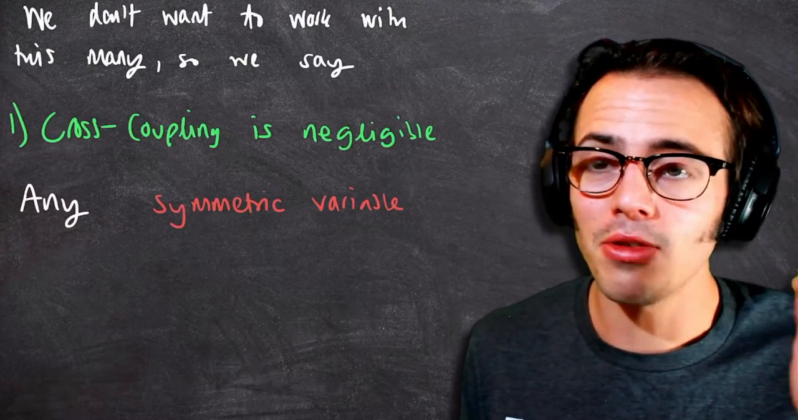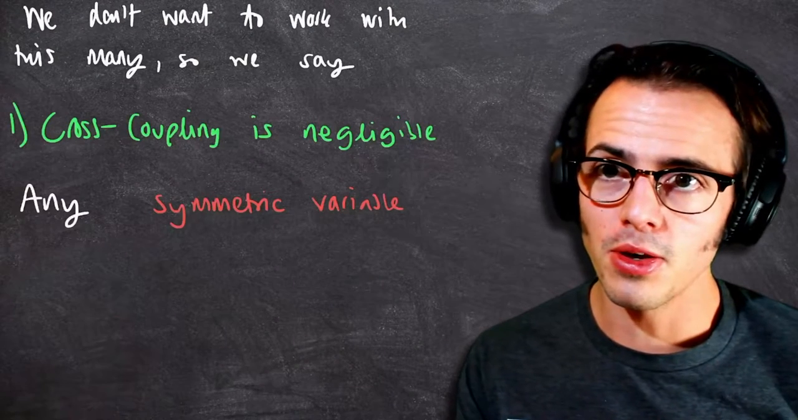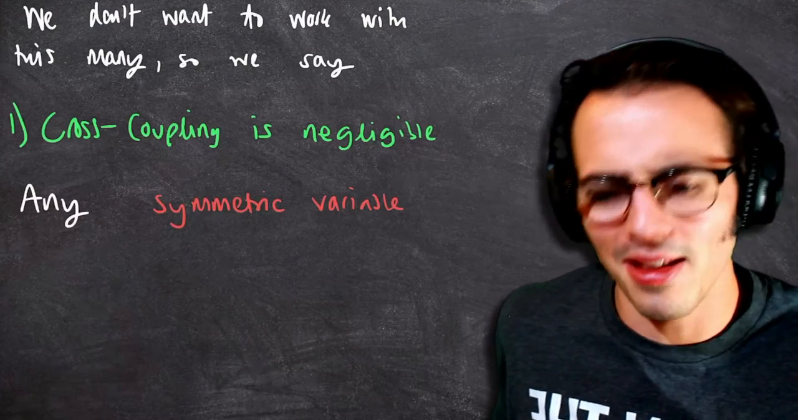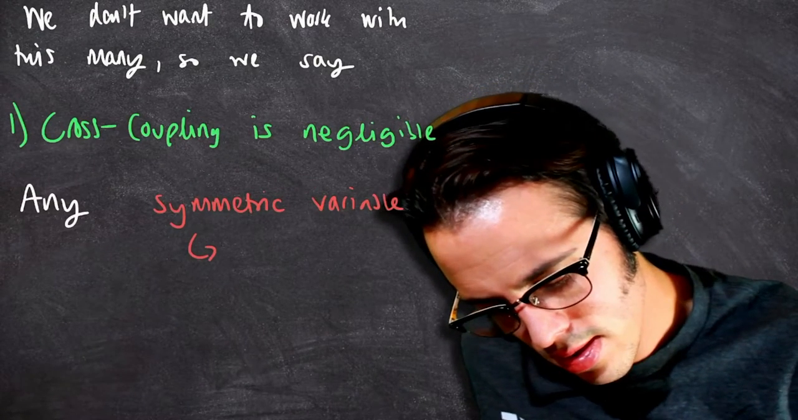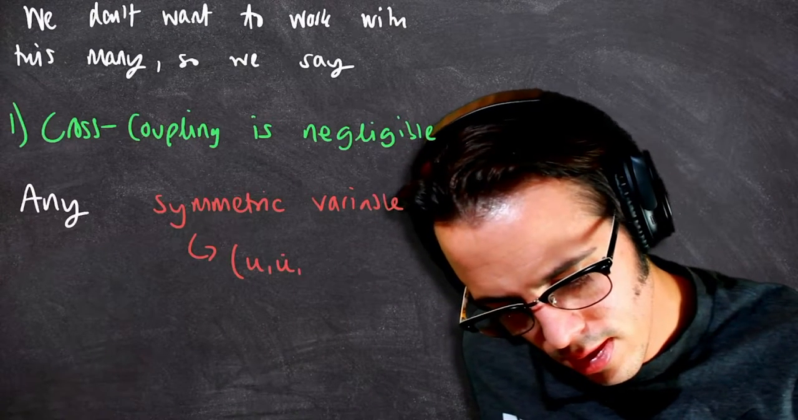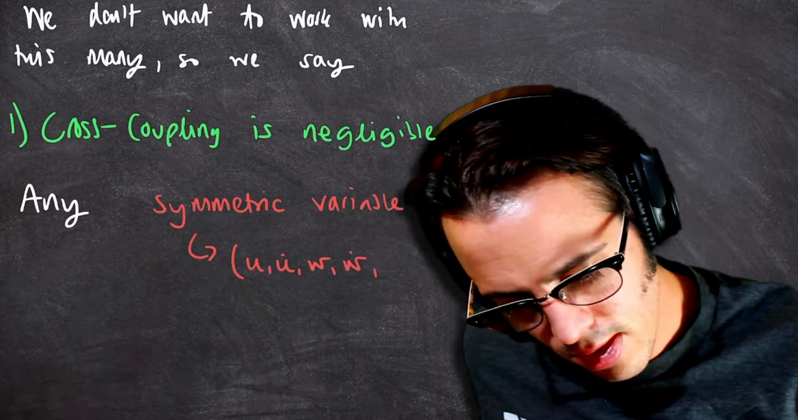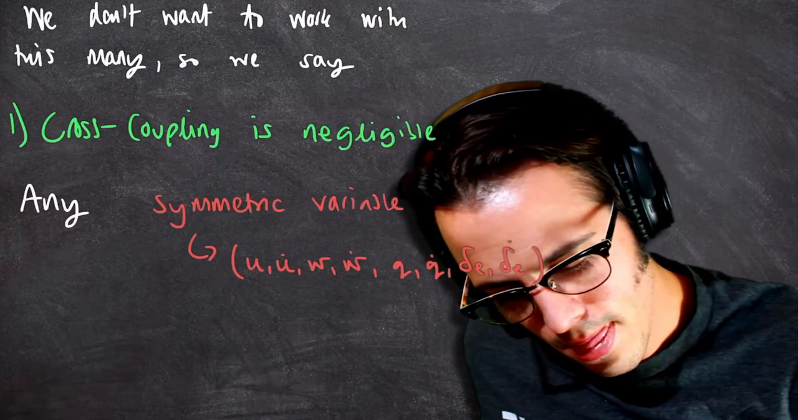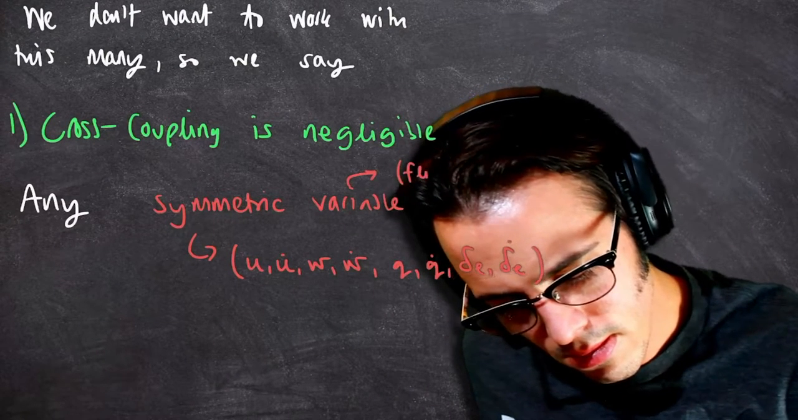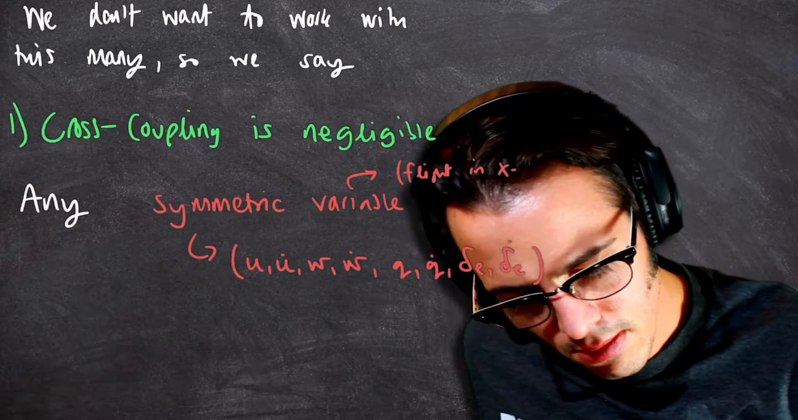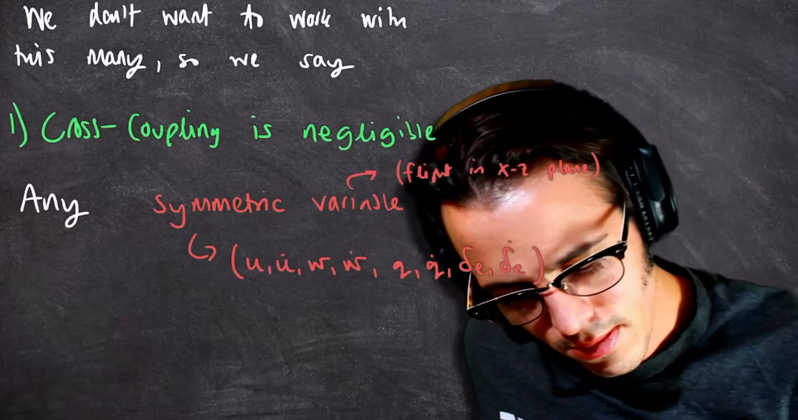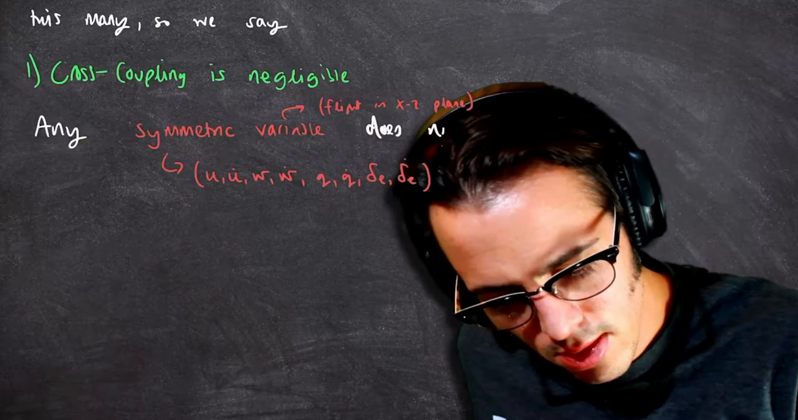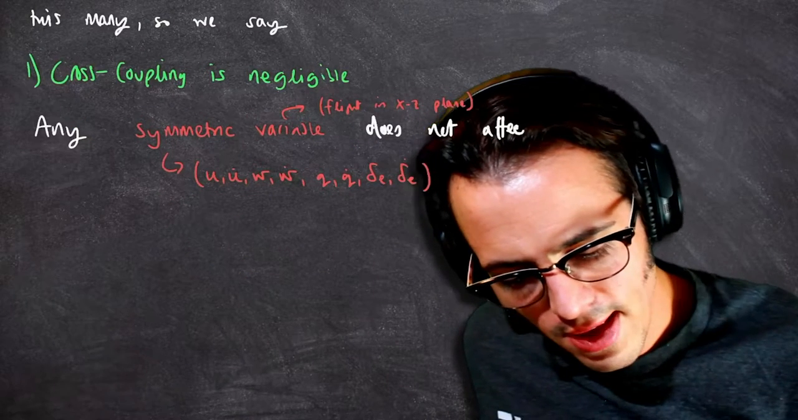So any symmetric variable, so we've got U, W, Q, and then we've got the symmetric controls as well. So we've got delta E, well, the only one is delta E. So let's just write these down. U, U dot, W, W dot, Q, Q dot, delta E, and delta E dot. So we said that any symmetric variable does not affect asymmetric forces and moments.